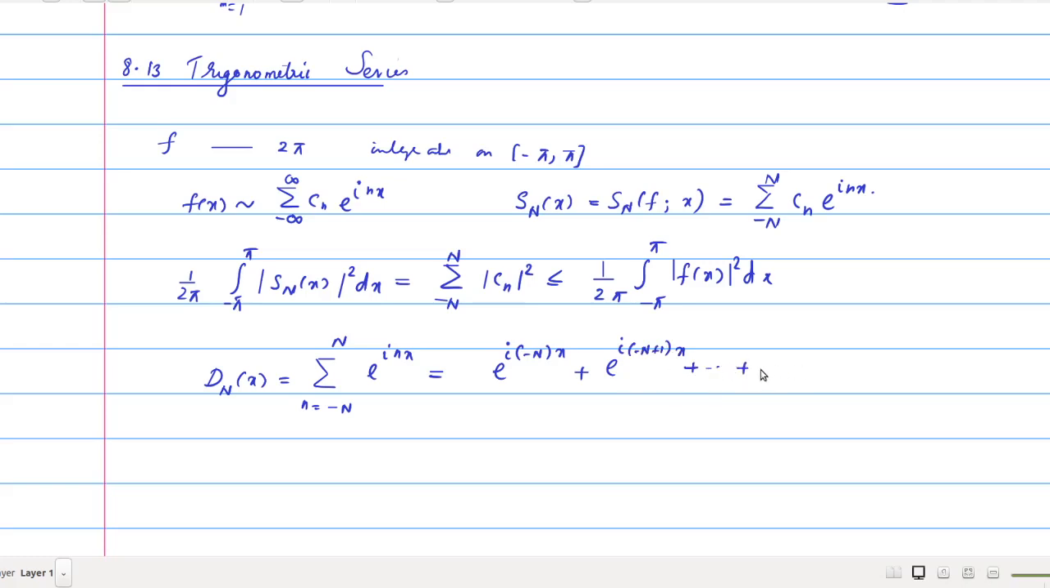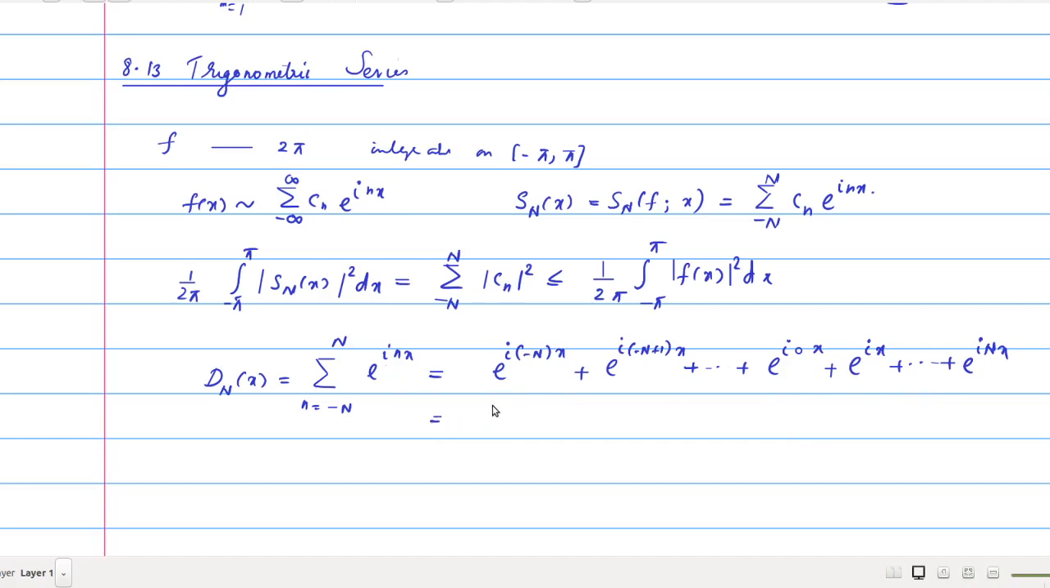Plus, as n is equal to 1, we have e^(i0x) plus e^(ix) plus etc., up to e^(inx). So these are the terms. We can consider this a GP containing 2n plus 1 elements with the common ratio e^(ix). Now write the formula for the sum of 2n plus 1 terms of this GP, starting with this one, and you can get an expression for it.